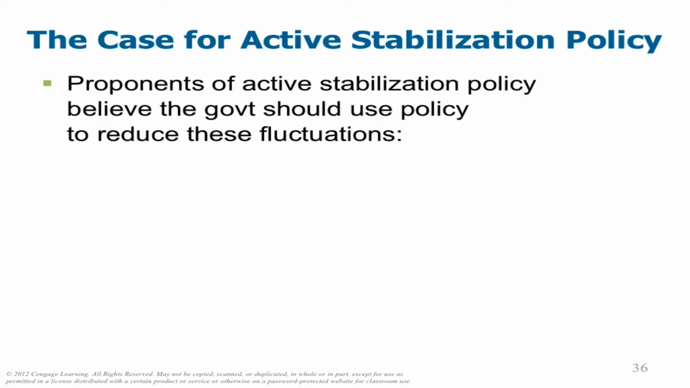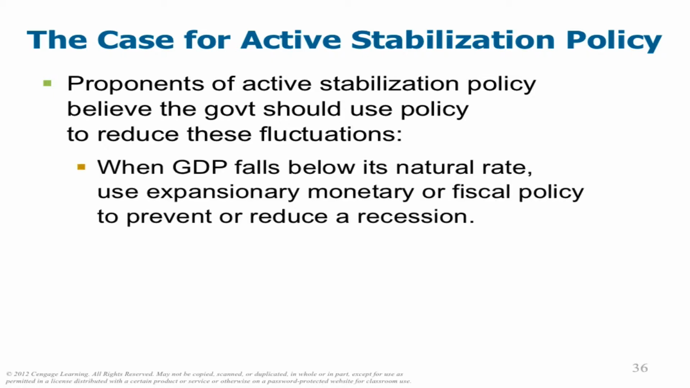So, those folks who say that's not good for an economy say, here's what we ought to do. If GDP falls below its natural rate, we need to do something either monetarily or fiscally to correct that. We've got to push GDP out, at least to its natural rate, if not beyond. Okay? When GDP stays below its natural rate, you're toying with a recession. 3 consecutive quarters below natural rate of output equals recession.